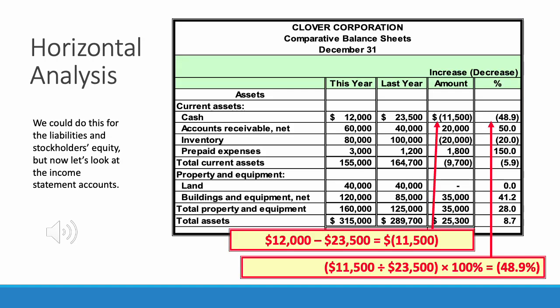So now we can see, after applying the horizontal analysis to this balance sheet, though it's just the asset section in this example, that cash decreased from last year to this year. In fact, it decreased by 48.9%. To get that number, we take this year's amount minus last year's amount to find the dollar change. Then we divide that change by last year's amount. And finally, we multiply by 100 to convert it into a percentage.